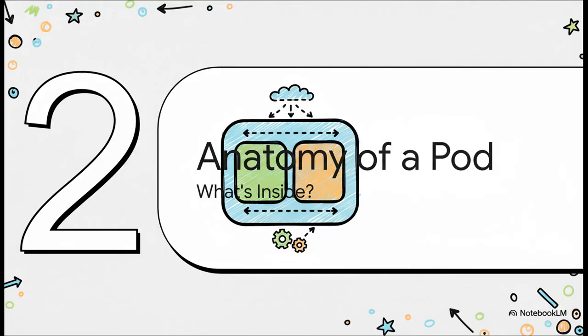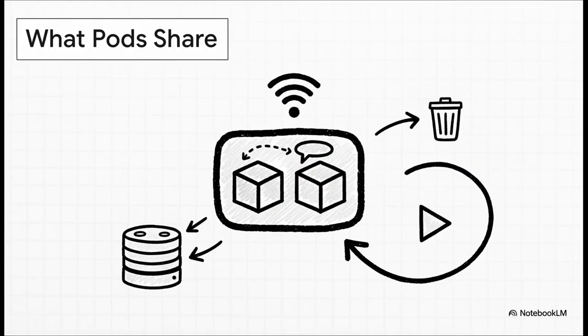Okay, so if the pod is the wrapper, what's actually inside it? Let's peel back a layer and take a look at the anatomy of a pod, see what really makes it tick. Really, it all comes down to one word: sharing. That's the whole reason pods exist. The containers inside a pod share some absolutely critical resources. For one, they get a single IP address and network space. This means they can talk to each other on localhost, just like they were processes on the same machine. Super handy. They can also share storage volumes. Think of it like a shared hard drive they can all read from and write to.